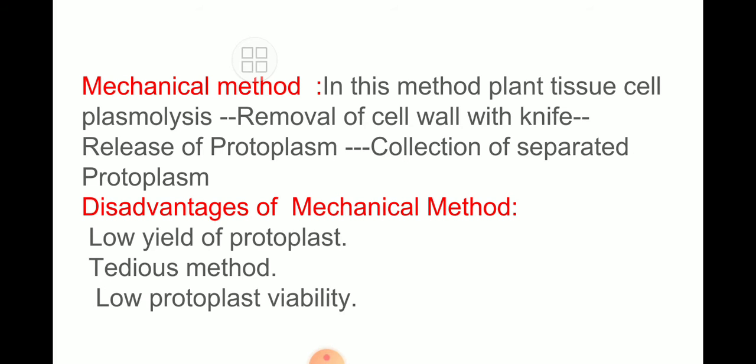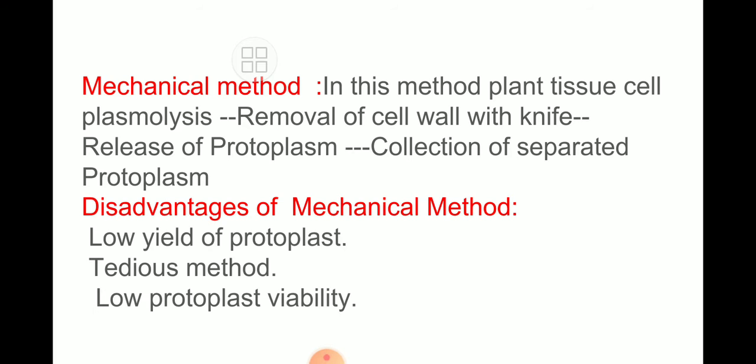Keep in mind, a skilled worker has his own capacity and his own limitations, and he will be able to give you only a specific number of protoplasts from a specific tissue within an hour. Means low yield of protoplast. Again, this is a tedious method, because if the worker has some problem or difficulty, that affects the work. Also, low protoplast viability is most important, because at the time of isolation many injuries can occur to the protoplast. Since this is a mechanical method, it depends upon the skill of the worker who is dealing with the isolation of the protoplast.